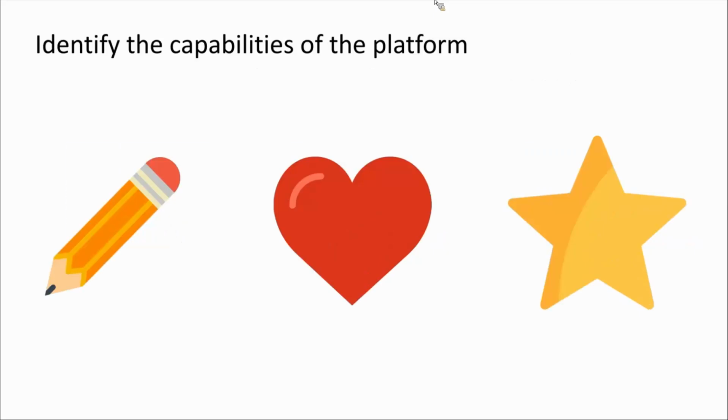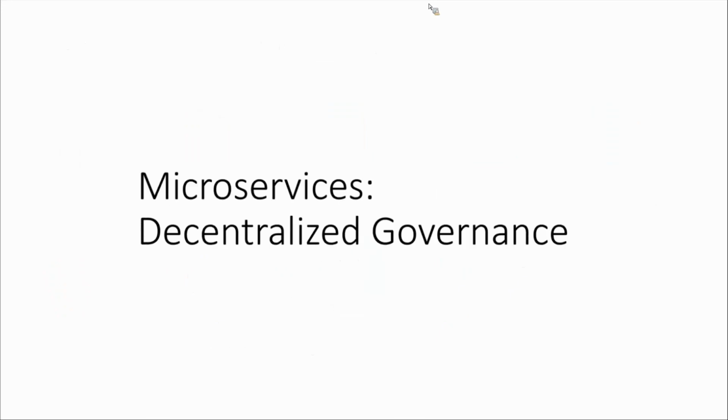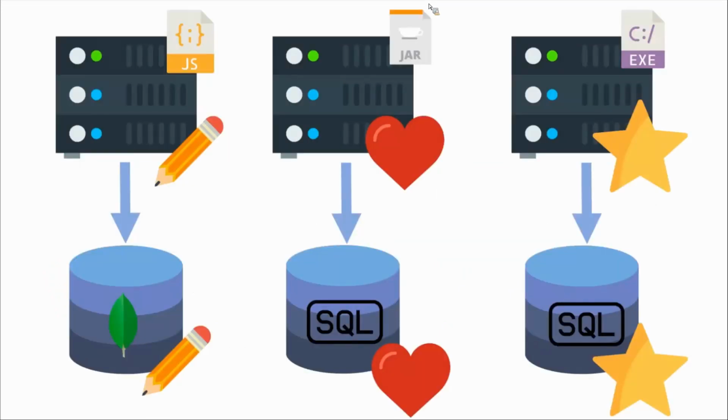So they should all follow those principles that we just talked about: the code base, the dependencies, the log stream, the concurrency. So next up, we have decentralized governance. And what that means is that each process should be using its own persistence layer, but sharing it when it needs to.